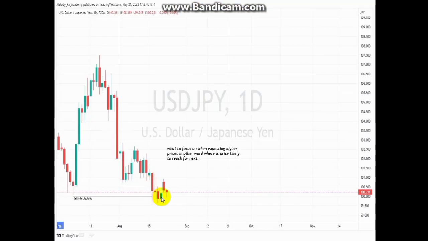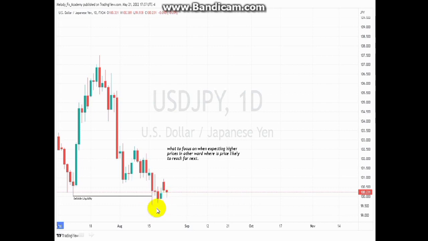Now, going down further from here, what to expect when expecting higher prices? In other words, where is price likely to reach for next? Okay, so in this example, as you can see, we had this old low being violated right here and the buy stops have already been paid for to go long. Okay, so we are anticipating a long position, we are looking for a long entry from this level.